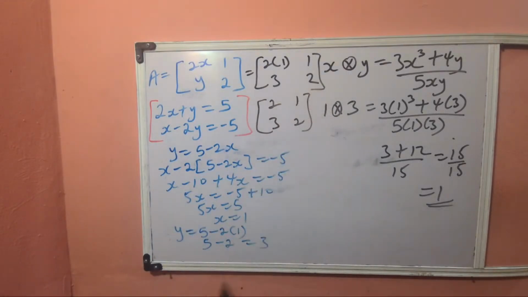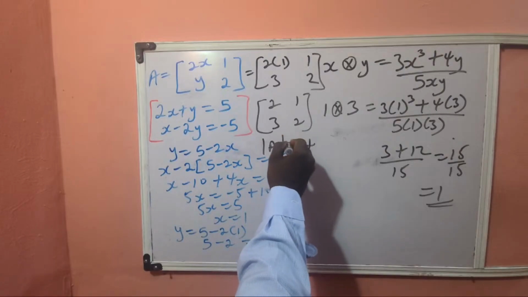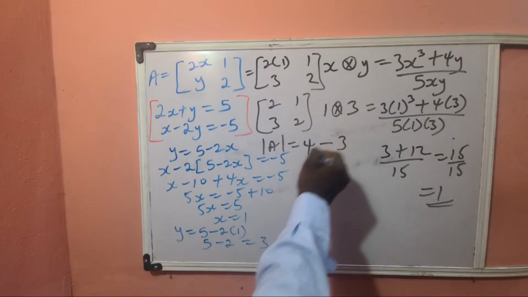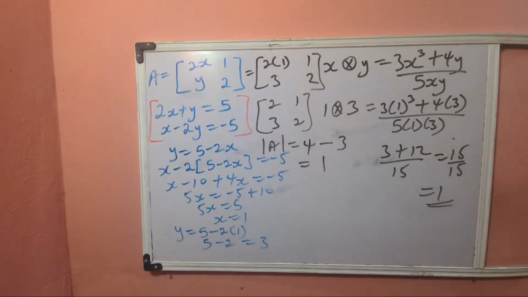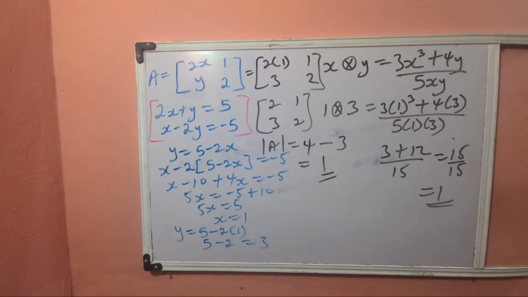So I can have 2, 1, 3, 2. So obviously, to find the determinant here, all you have to do is 2 times 2. Determinant of A here will be 2 times 2, that's 4, minus 3 times 1, 3. Determinant here is 1. Easy peasy. This is a theory question. So simple, so straightforward.